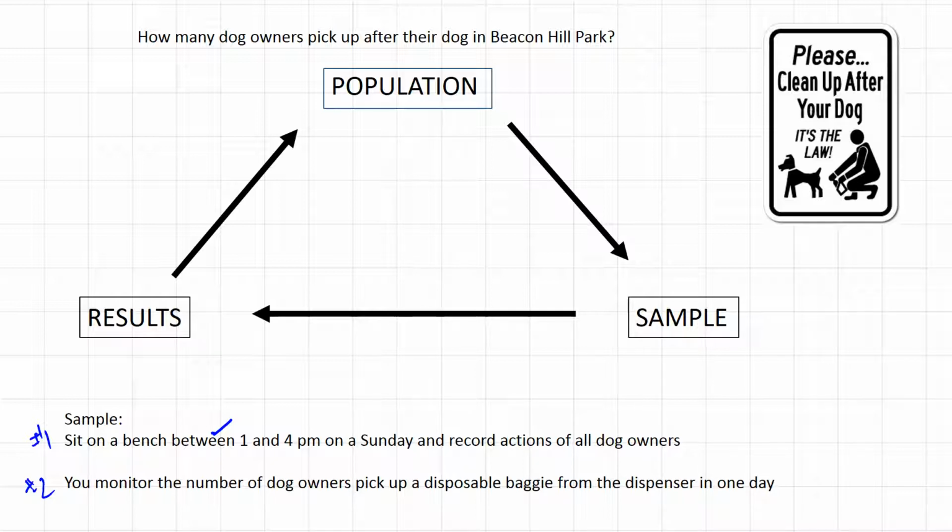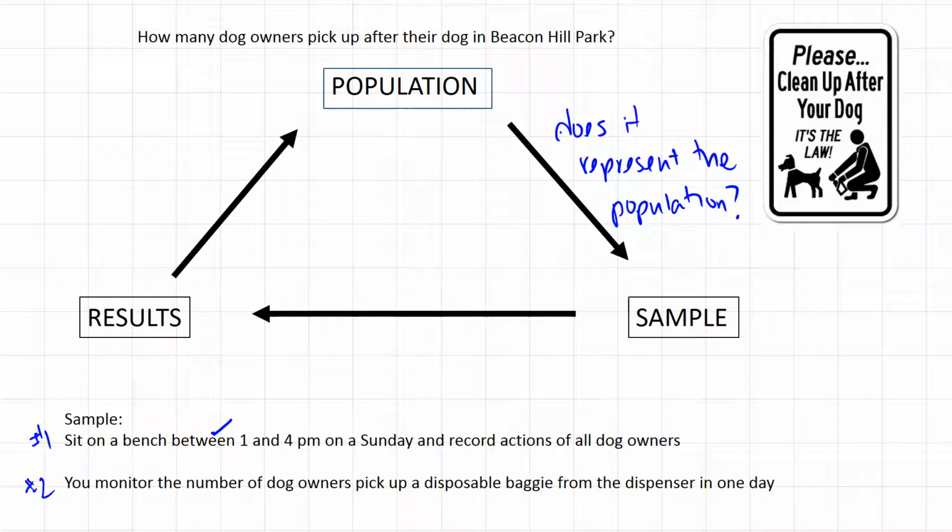So taking a look at those two examples, the question you have to ask yourself is: is the sample representative? Does it represent the population? A good sample has to be a good representation of the population. So if you take a look at those two scenarios, which one would be the better sample?